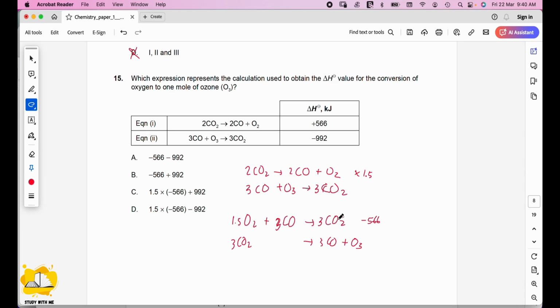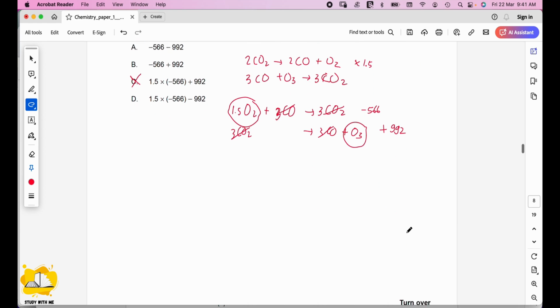So now the numbers are similar, and this one is also similar. So now we've got oxygen producing ozone. So negative 992 stays the same. That's why the answer will be, 992 will become plus as well because I flipped them. So this will be 992. All right.